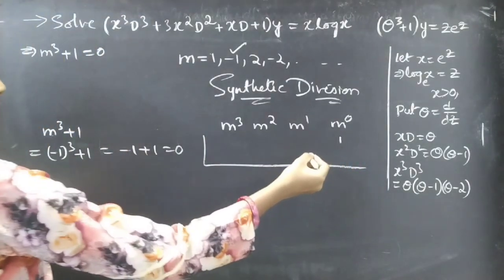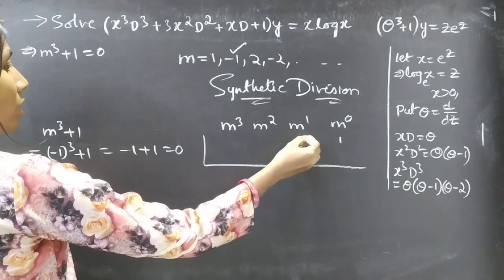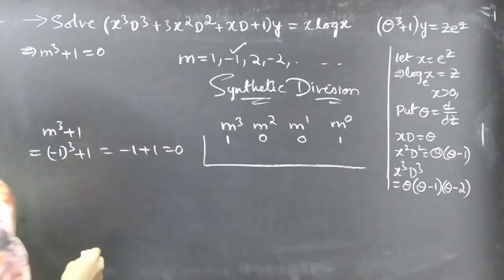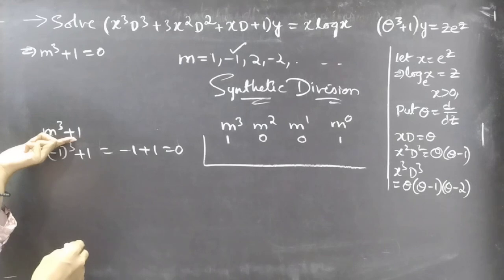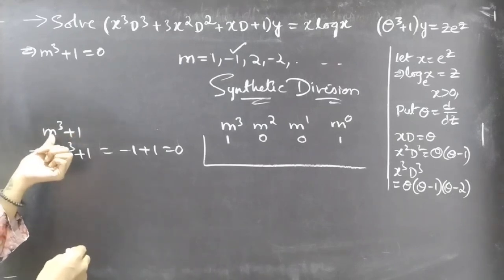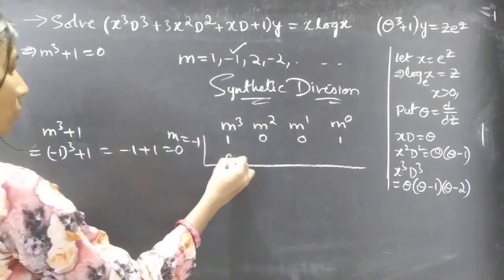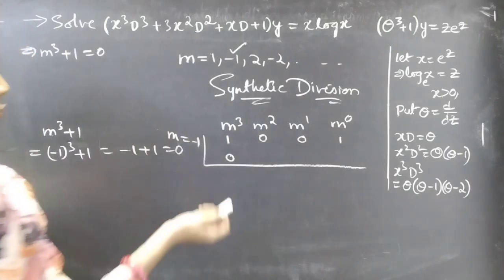The quotient of m cube, sorry, m power 0 is 1, m power 1 is 0, m square is 0, and the quotient of m square is 1, right? Now since we are having the polynomial m cube plus 1, minus 1 satisfies this polynomial. So for m equal to minus 1, we'll proceed with this synthetic division.